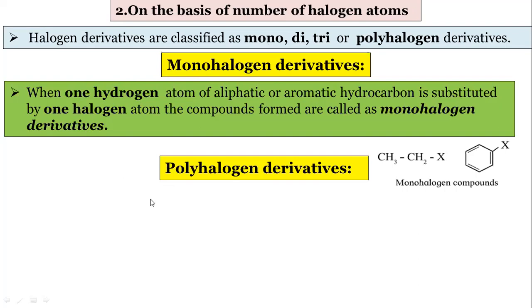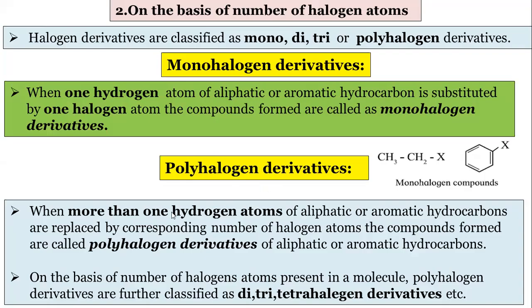See here, an example is shown. One hydrogen is replaced with halogen. It is called monohalogen derivatives. This is aliphatic and this is aromatic. This example is arenes. Monohalogen compounds means only one hydrogen is replaced with one halogen.